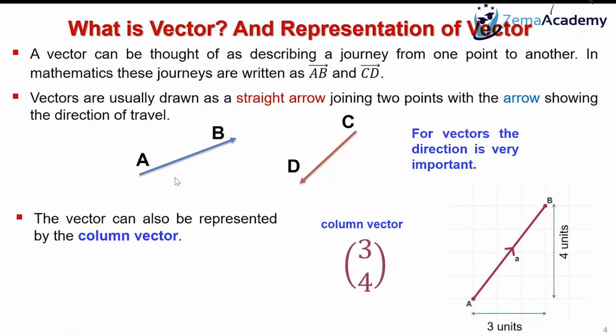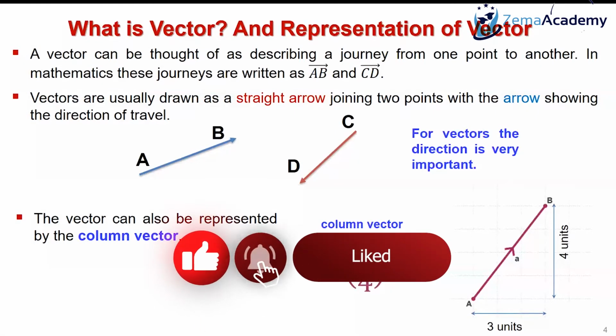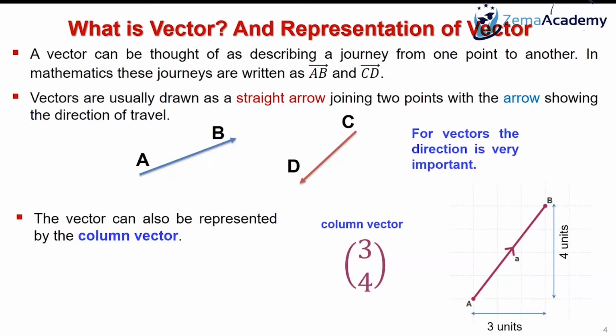Both these vectors are specifying the point that it is starting from: point A going to point B, and the other one is going from point C to point D. How you describe the vector is that it is usually drawn as a straight arrow, as you can see. The starting point and end point are joined together, and the head of the arrow is indicating the direction of the travel.